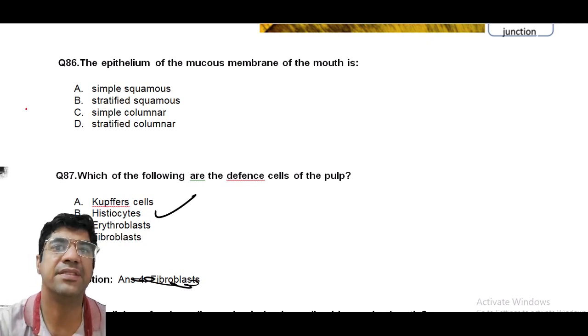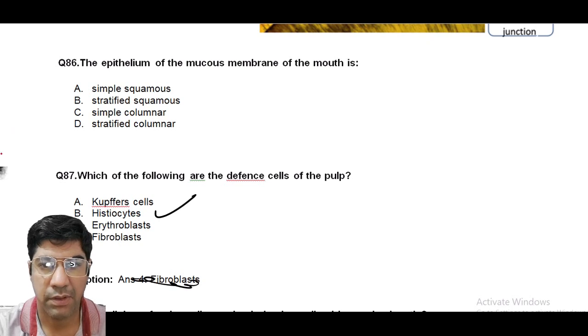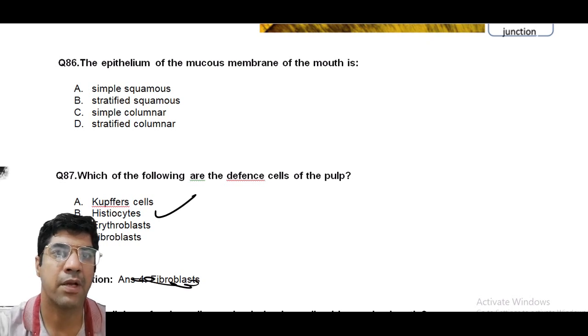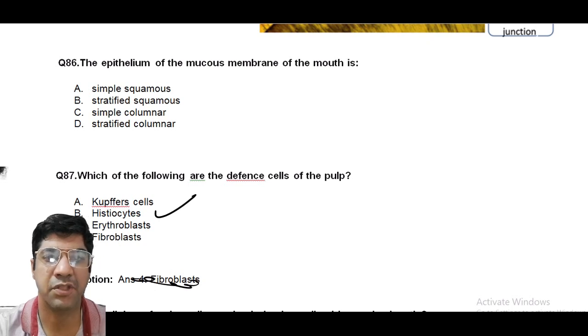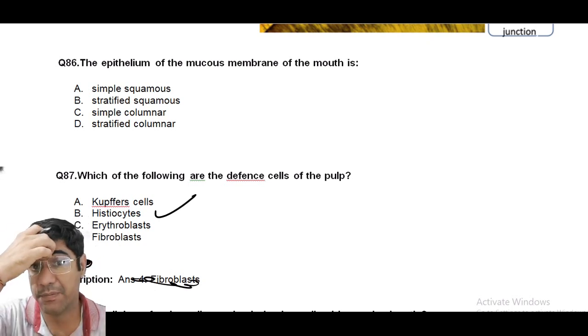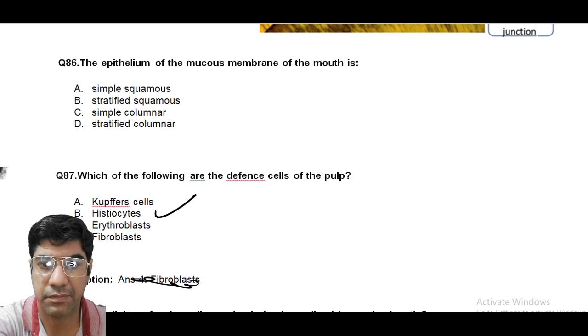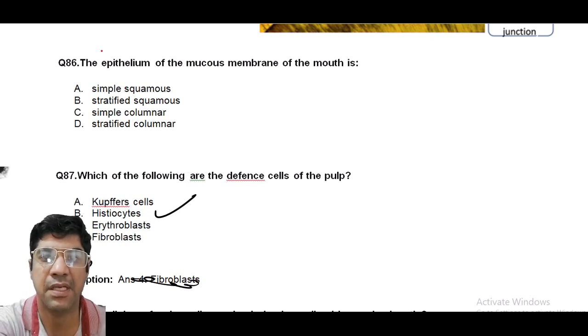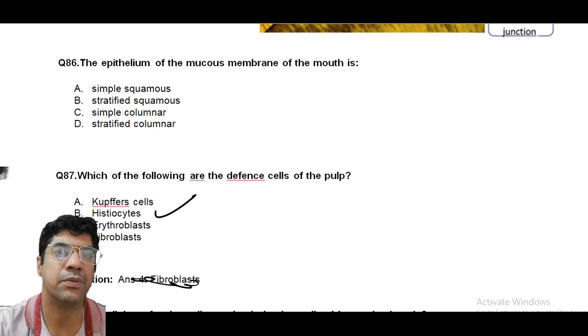The defense cells of the pulp, they are the histiocytes. The defense cells are primarily the macrophages, that are the histiocytes. The fibroblasts are not the immune cells, but they are the connective tissue cells that play a role in maintaining the structural integrity of the pulp tissue.